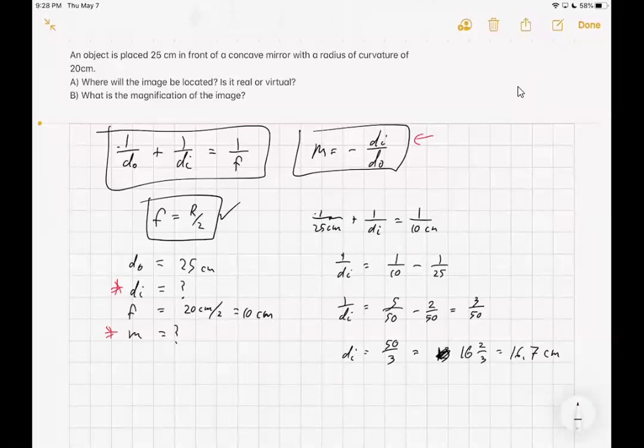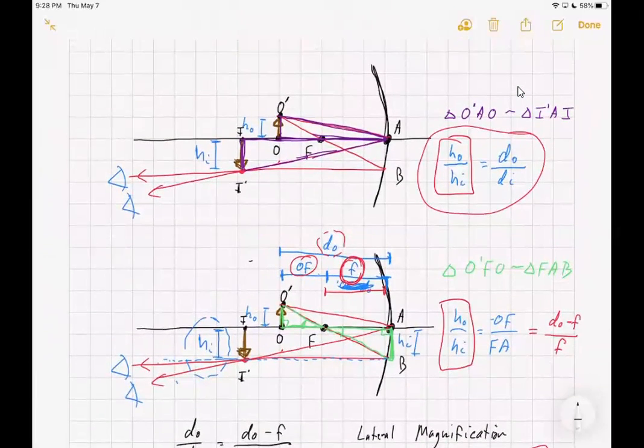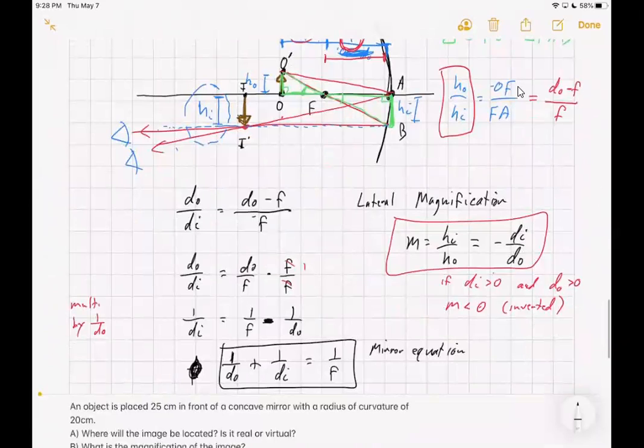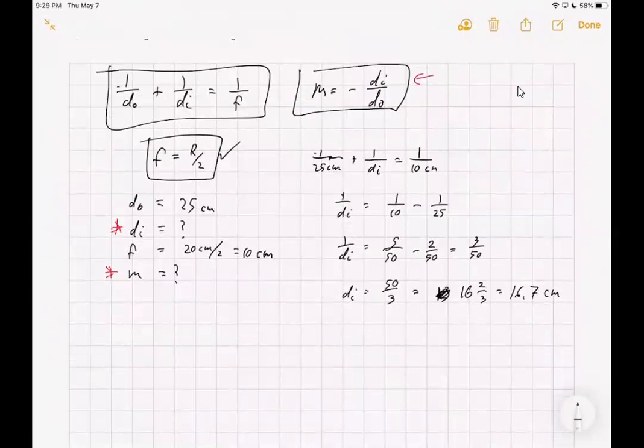Now notice that was a positive 16.7. So what that corresponds to, if we look back at one of these pictures, is that if dI is positive, it does in fact mean that the image forms on the same side of the mirror as the object, and it is real. Okay, so the question said, is it real or virtual? When dI is positive, we can say this is real because dI is greater than 0. So we know when we get positive answers for image lengths that we're looking at real images.